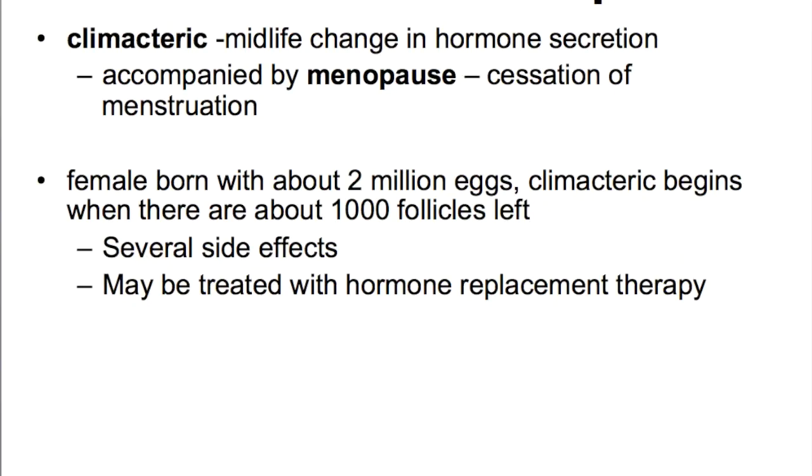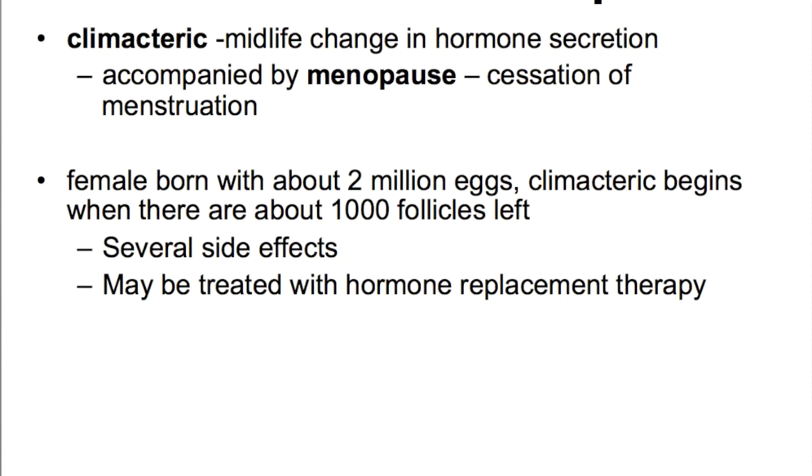We're going to talk briefly about the climacteric and menopause. So during your midlife, okay, there's a change in your hormone secretion, and this is accompanied later on by menopause, or a lack of menstruation. So, like I said before, you're born with so many eggs, right? As you ovulate, you lose those eggs. So climacteric is kind of the onset of when you only have about 1,000 follicles left.